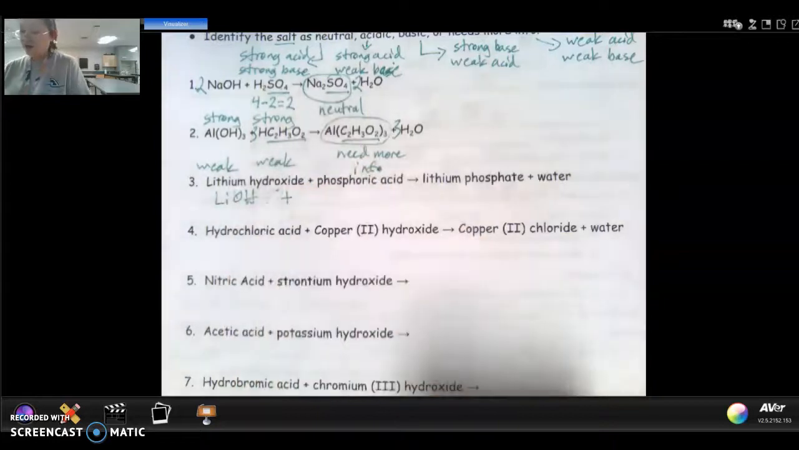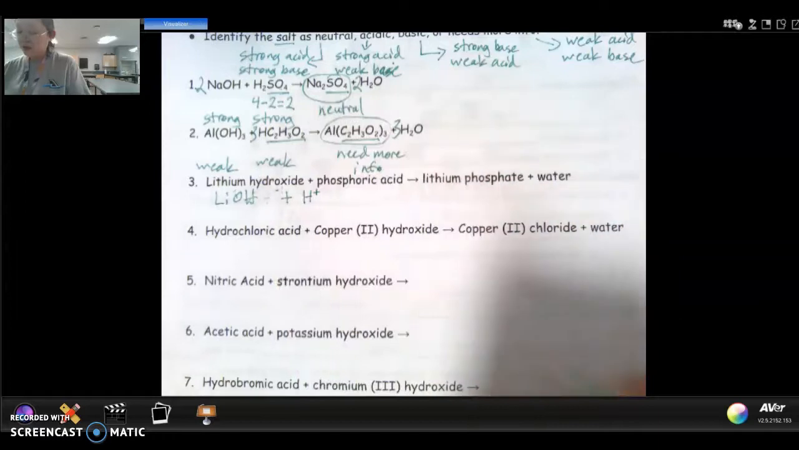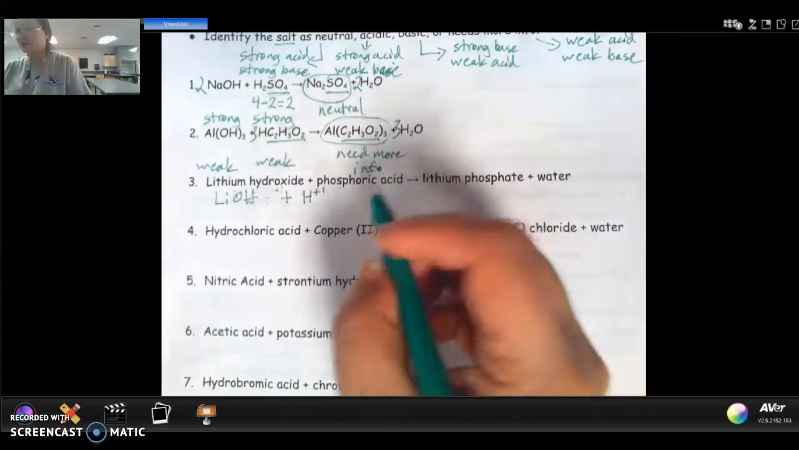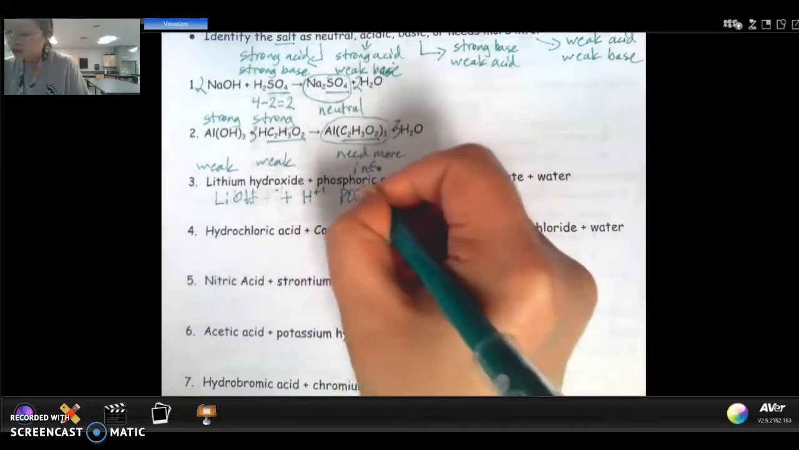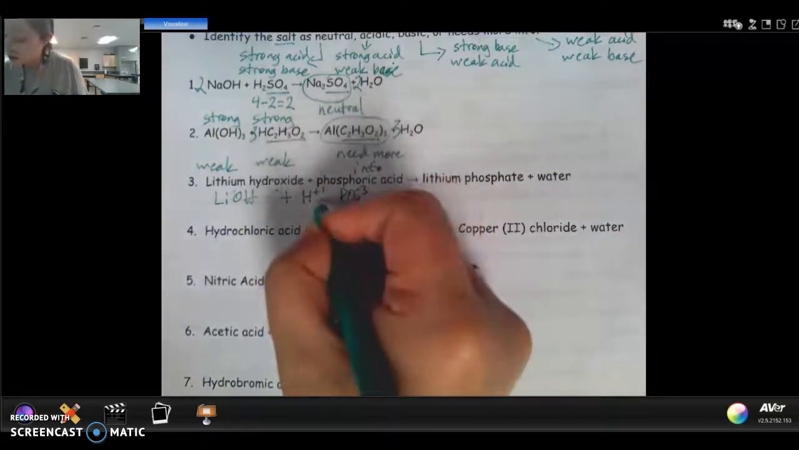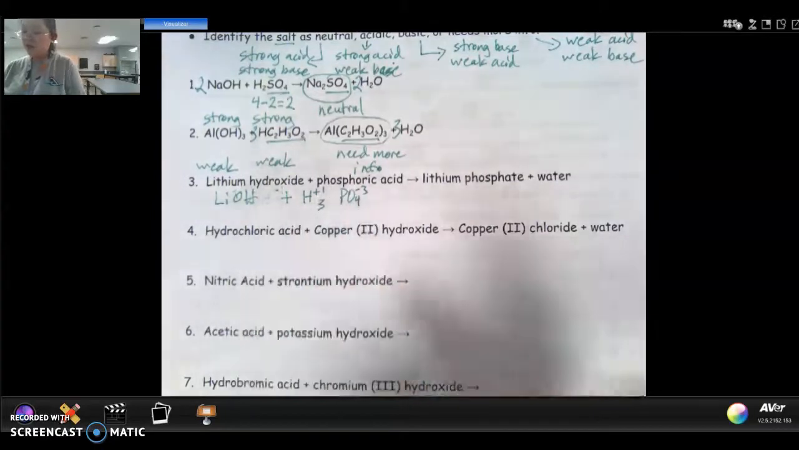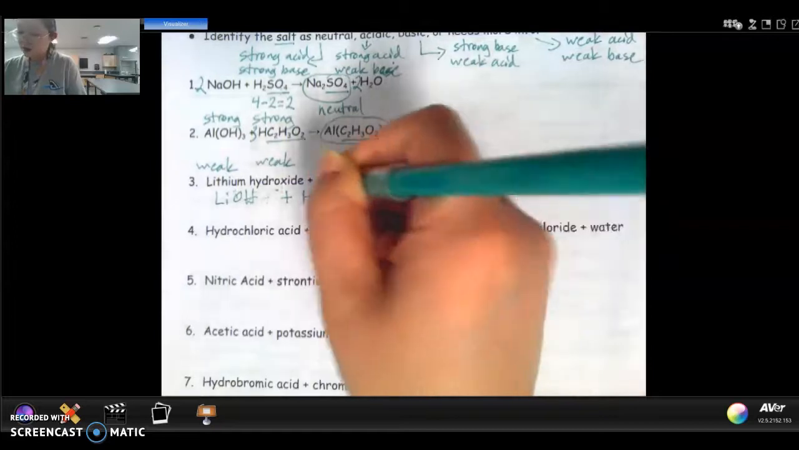Then for phosphoric acid, all acids start off with hydrogen ions, which has a +1 charge. Phosphoric was named after phosphate, which is PO4, with a -3 charge. When we crisscross this, the 3 is going to become the subscript for the H. The 1 becomes the subscript for PO4, but remember, we don't write 1s. So we can actually write it like this, H3PO4.